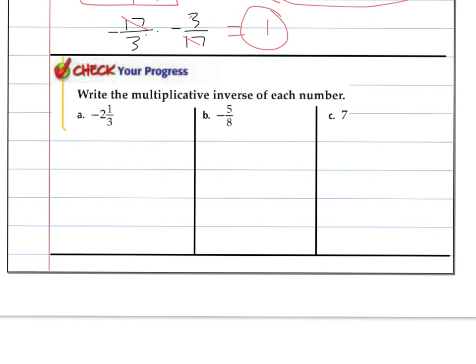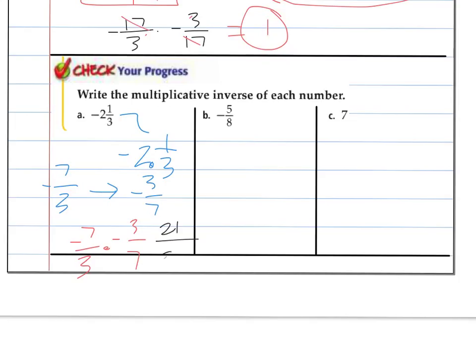Try a couple on your own. Knowing this one, you have to change. 3 times 2 is 6, plus 1 is 7, so that's negative 7/3. Multiplicative inverse is going to be negative 3/7. You can check: negative 7/3 times negative 3/7. That's going to be 21/21, which is the same as 1. So that's our multiplicative inverse.